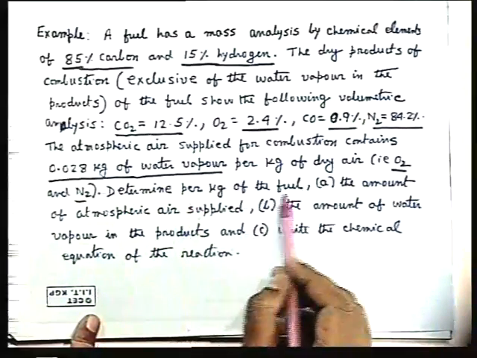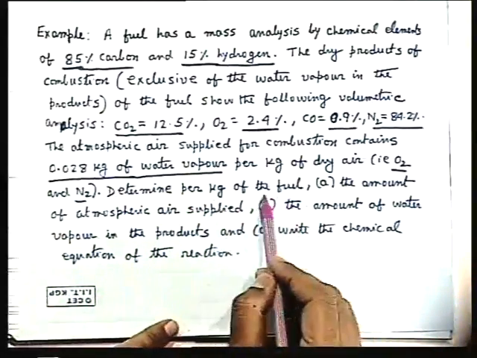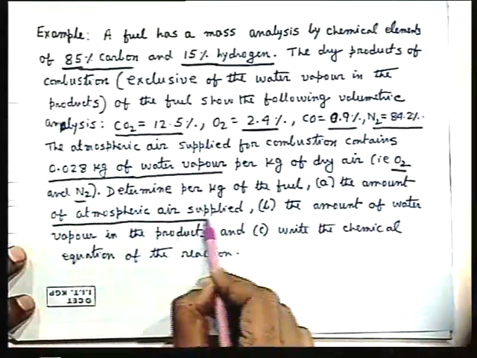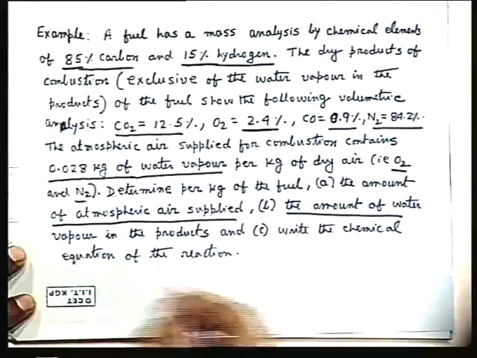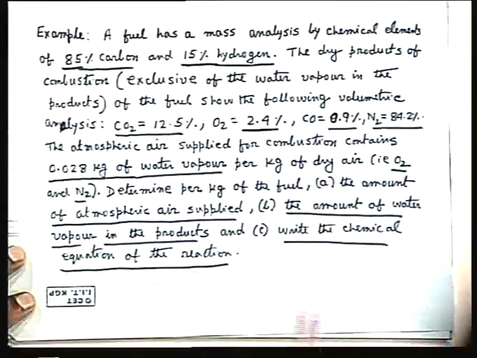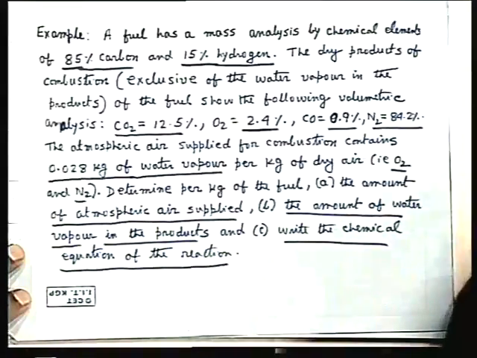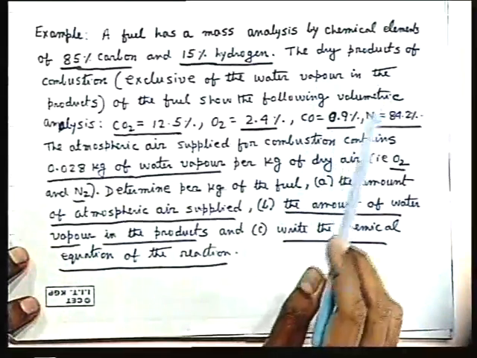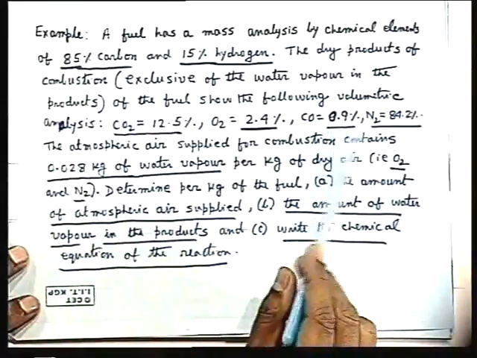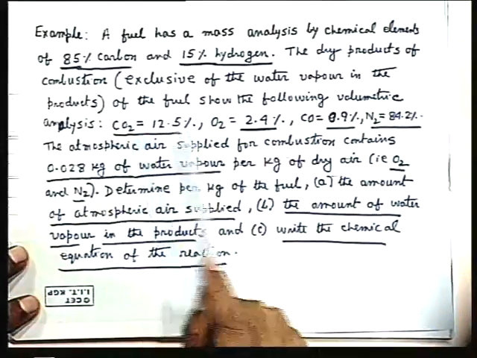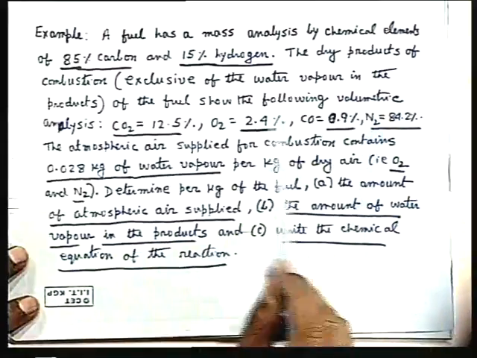We have to determine, per kg of the fuel, the amount of atmospheric air supplied and the amount of water vapor in the products, and we have to write the chemical equation of the reaction. Now, how to do this problem? The problem is clear. The fuel has 85% carbon and 15% hydrogen by mass, and the dry products show a composition by volume of carbon dioxide, oxygen, carbon monoxide and nitrogen. This nitrogen comes from the air.